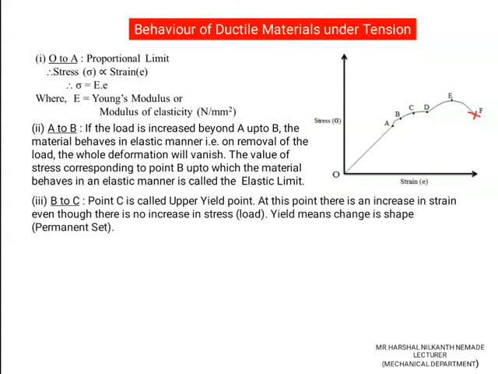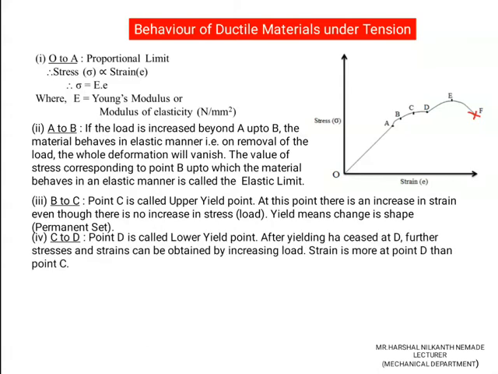B to C. Point C is called upper yield point. At the point there is an increase in strain even though there is no increase in stress or load. Yield means change in shape or permanent set. Permanent set means what? At C point when the material gets increased, it will not regain its original shape and size. It will permanently set at that point.